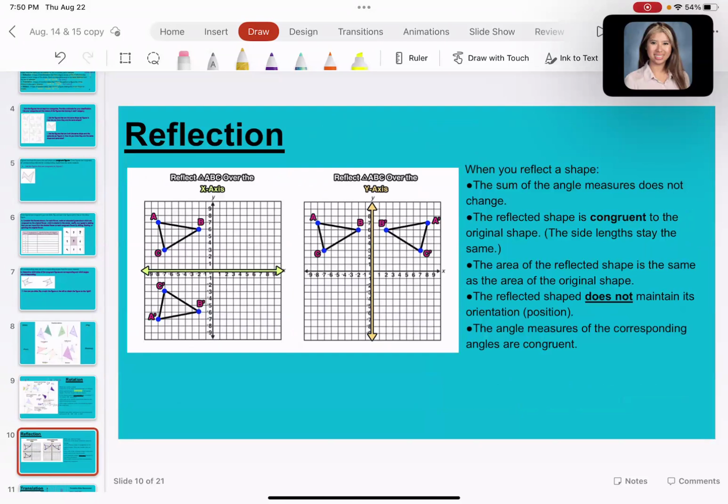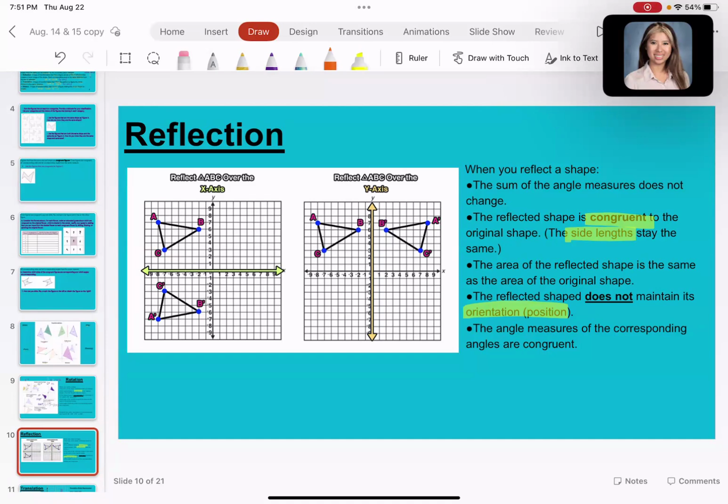Okay, for reflection, we talked about that because most of these shapes are going to be transformed on a coordinate grid, most times it's going to be reflected across the x-axis or the y-axis, as you can see in the visual. So again, the sum of the angle measures does not change. The reflected shape does stay congruent. So again, the shape, size, angles do not change. The side lengths do not change. The area does not change, right? The area is the same. The one thing that does change, though, is the orientation or the position. The position does change.